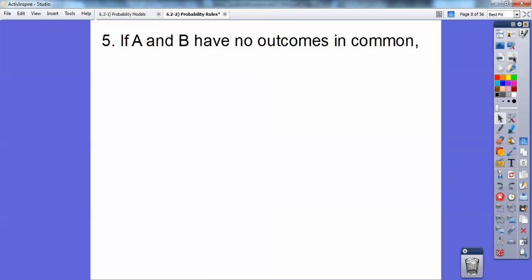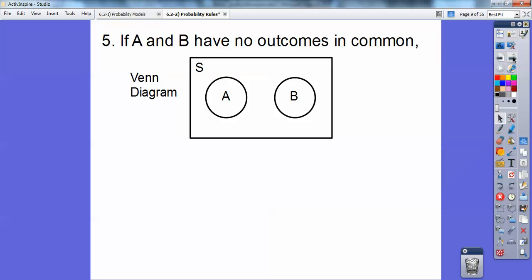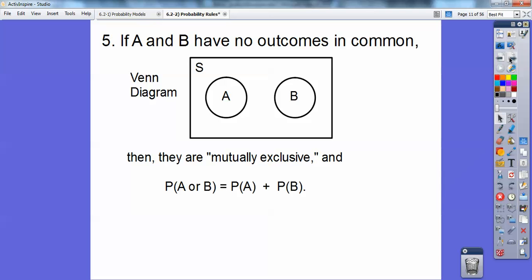All right, so if A and B have no outcomes in common, then here's a Venn diagram that represents that. Okay, notice they don't have anything in common right here, and here's my sample space right there. All right, and then they are mutually exclusive with each other, and we use the addition rule. If they're mutually exclusive, then the probability of A or B means the probability of A plus B. Typically in math, or means plus.